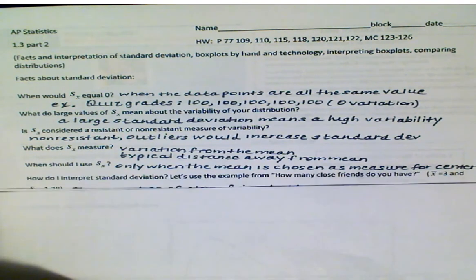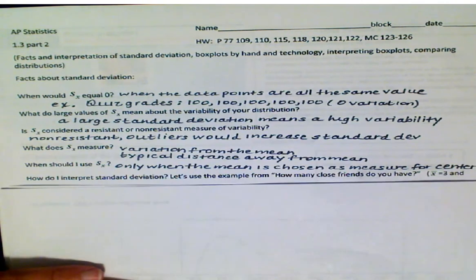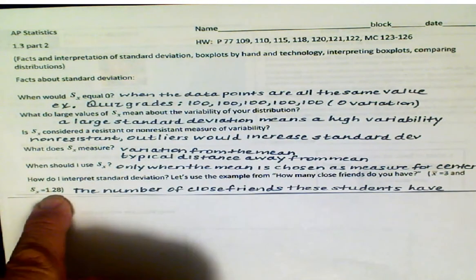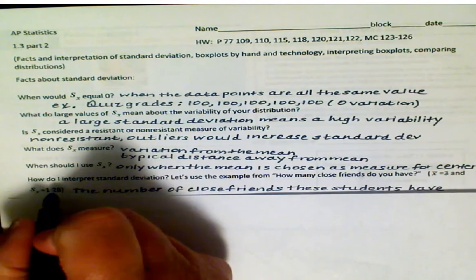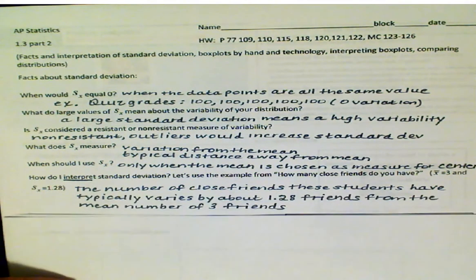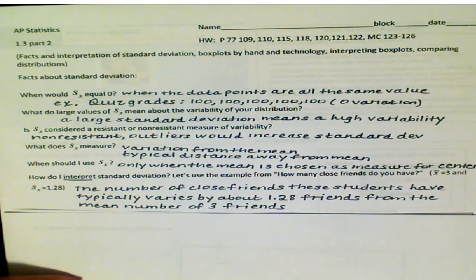Okay? How do I interpret standard deviation? Let's use the example from how many close friends do you have? I think we had written this down before, but we'll write it again. So if I told you the mean number of close friends that you have is 3 and the standard deviation is 1.28, interpret. This is what is important because they're going to ask you to do this. So what I said is the number of close friends these students have typically varies by about 1.28 friends from the mean number of 3 friends. So you need to put it in context, and you need to explain that that's what standard deviation is in this particular situation.